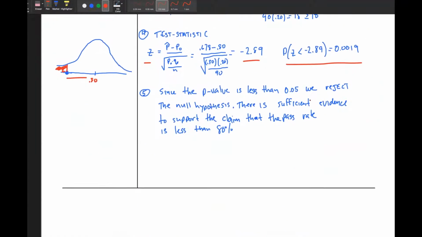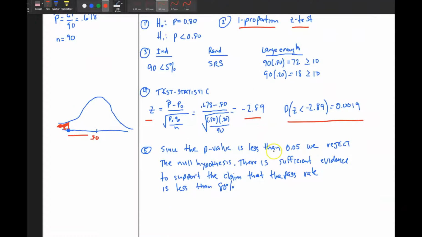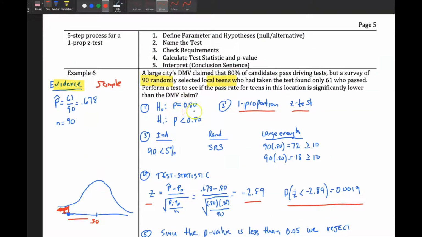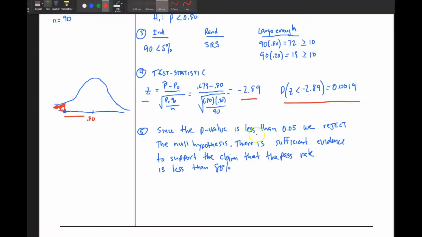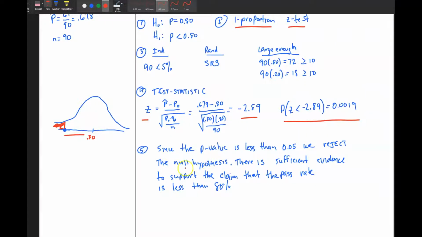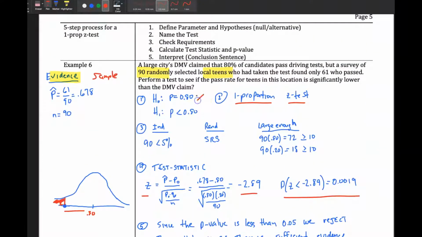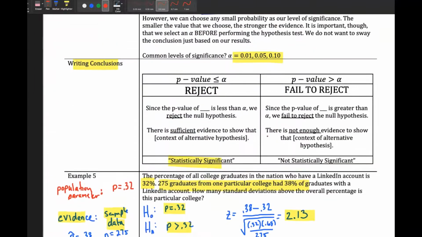So it was a very low chance that we would see a 67.8% pass rate if this statement was true, the 0.80. And so with that, we then say, since the p-value is less than 0.05, which is our level of significance, we reject the null hypothesis. This is no good. And then we essentially are accepting the alternative. So then we say there is sufficient evidence to support the claim that the pass rate is less than 80%.